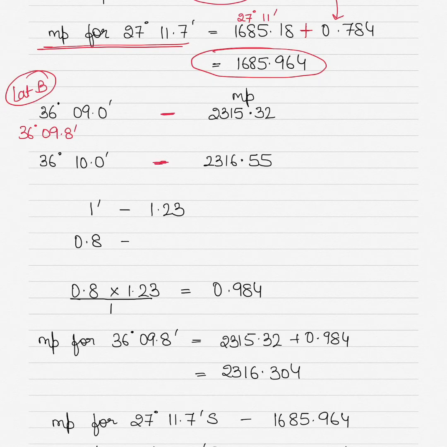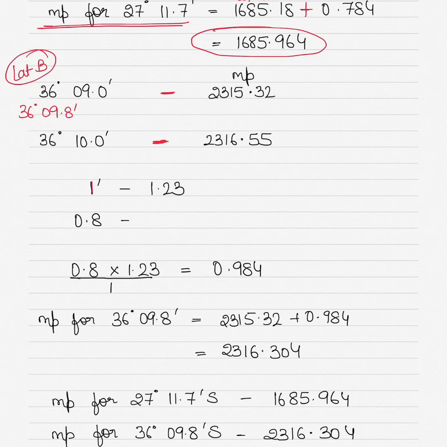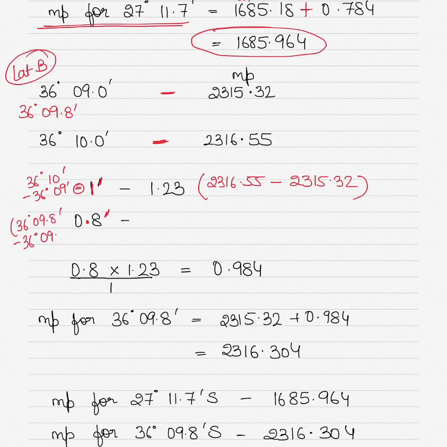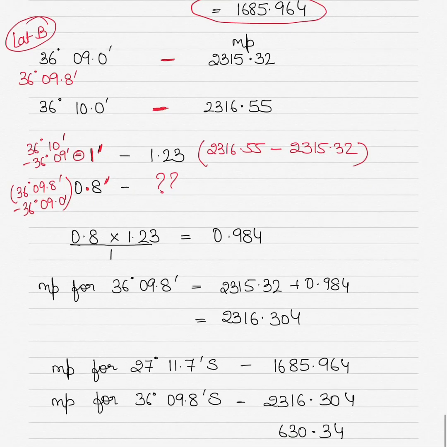Again, I will do the interpolation the way I did it previously. So if I increase the minute by 1 minute, that is the difference between 36 degrees 10 minutes minus 36 degrees 9 minutes, my MP value increases by 1.23. What is this 1.23? It is 2316.55 minus 2315.32, the above two values. So if I increase it by 0.8 minutes, which is the difference of 36 degrees 9.8 minus 36 degrees 9 minutes, how much should my MP value increase by? Because I can see the MP value is increasing with increasing minutes.